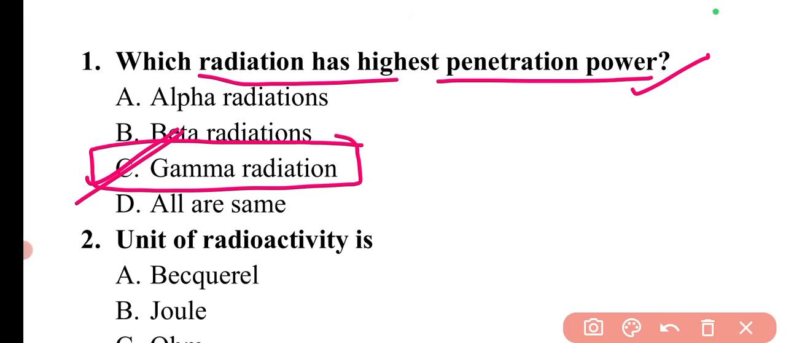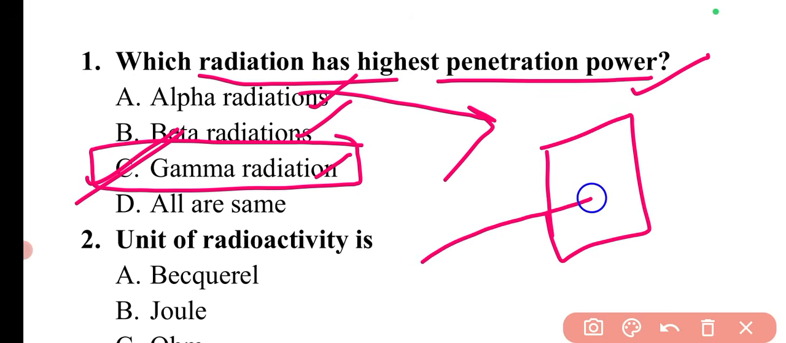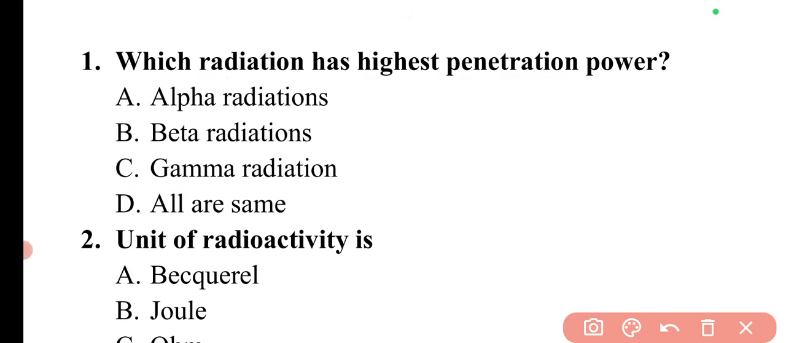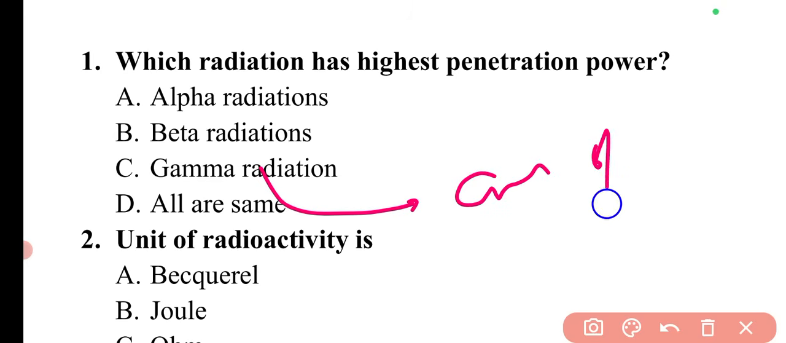Basically three types of rays or particles are there: alpha, beta and gamma radiation. Basically the alpha radiations can hardly penetrate a piece of paper. So these alpha radiations will not be able to penetrate even a piece of paper. If we talk about the beta radiation, they can penetrate up to 3 mm of aluminum as well. And when we talk about the gamma radiation, gamma radiations have high penetration power. They could penetrate several centimeters of lead as well.